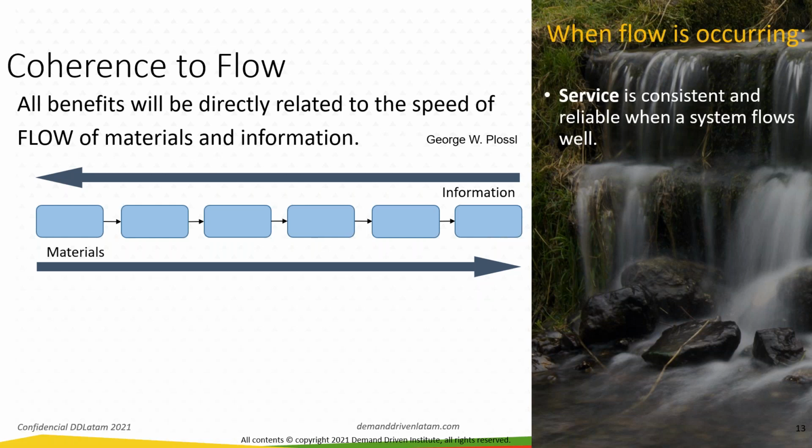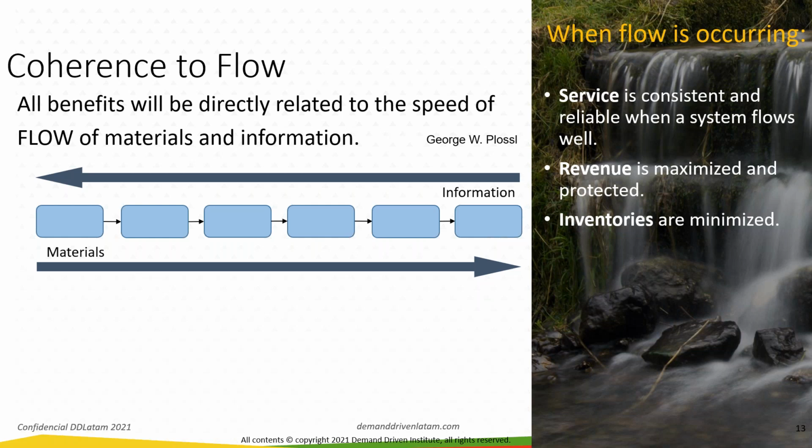When I have good flow, what happens? I have good service. When I have service, that tends to maximize and protect my revenue. If I maximize and protect my revenue, then that minimizes my inventory. This is really critical, because in terms of service and revenue, I'm telling you that you can have better service and better revenue and less inventory.